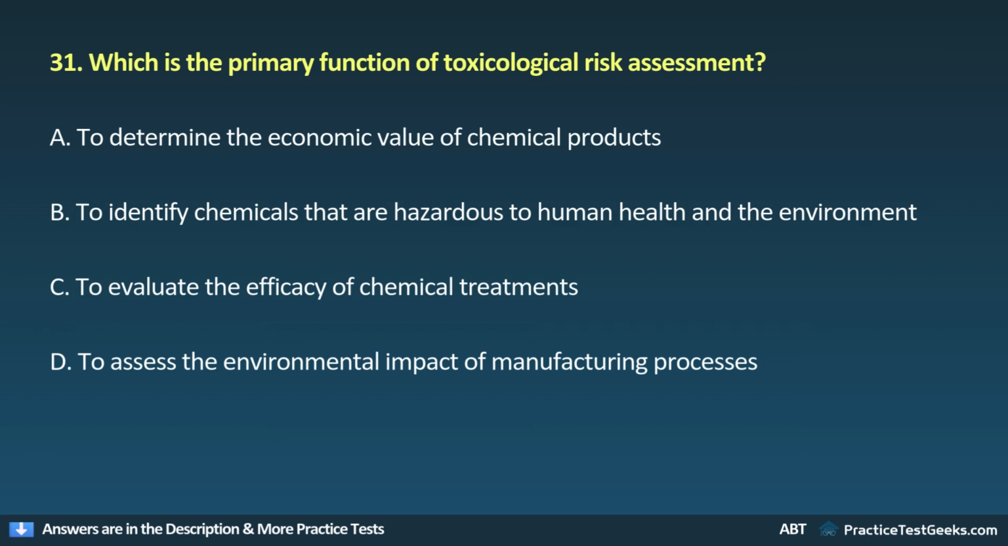31. Which is the primary function of toxicological risk assessment? A. To determine the economic value of chemical products. B. To identify chemicals that are hazardous to human health and the environment. C. To evaluate the efficacy of chemical treatments. D. To assess the environmental impact of manufacturing processes.